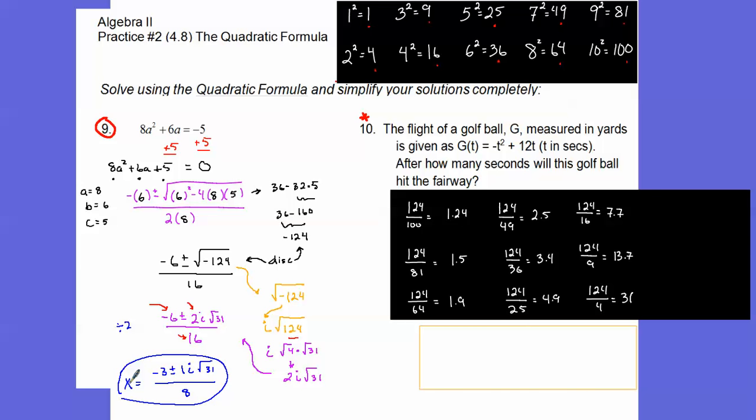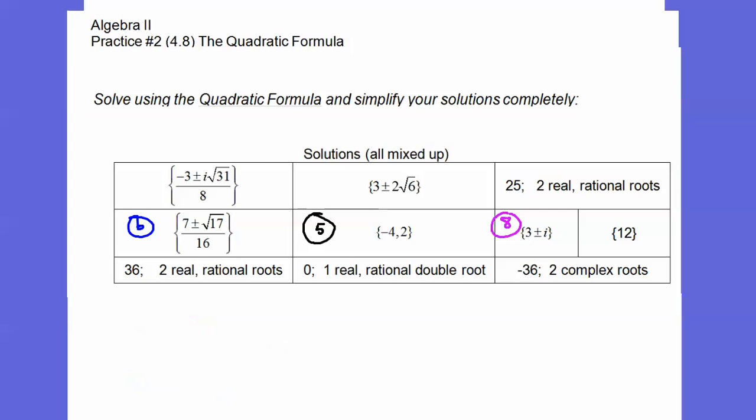If we look for this in the answer bank, we would see here negative 3 plus or minus i, or 1i, times the square root of 31, all divided by 8. This is the proper response for number 9.